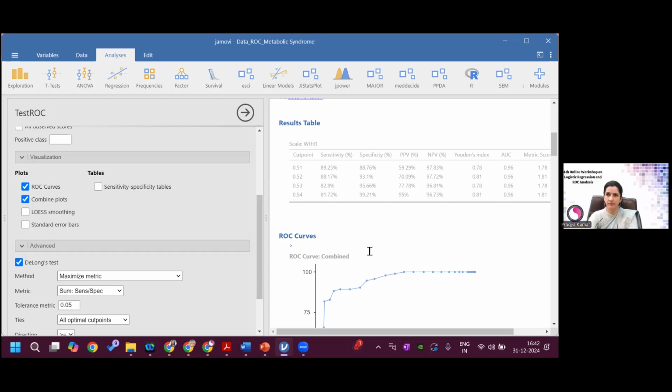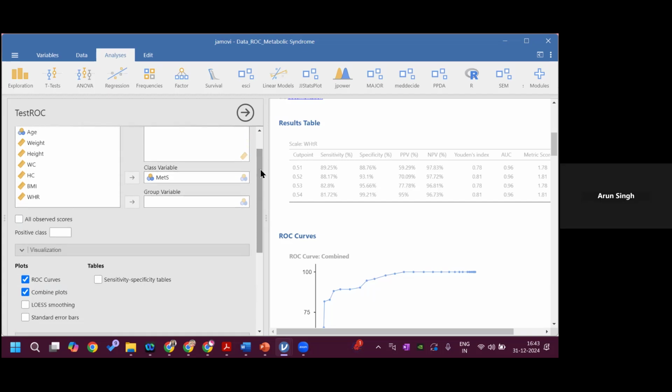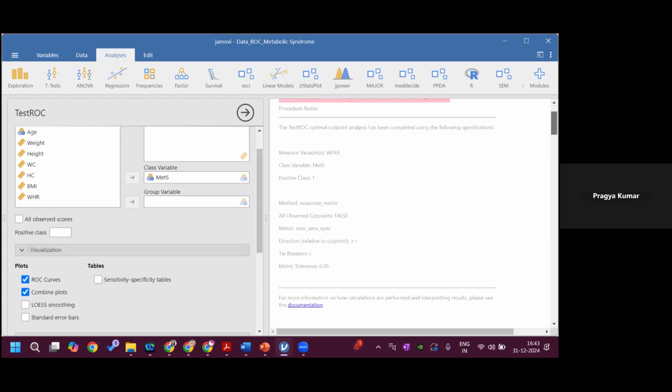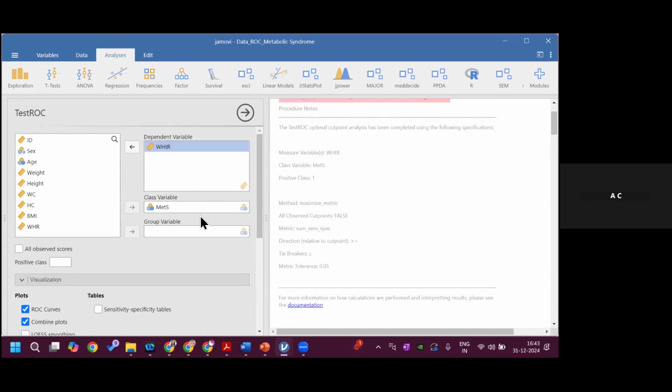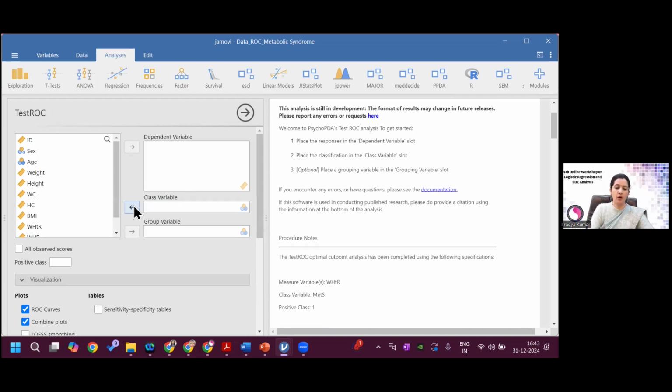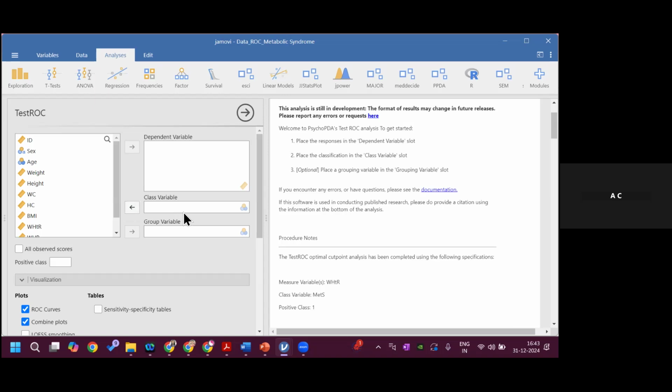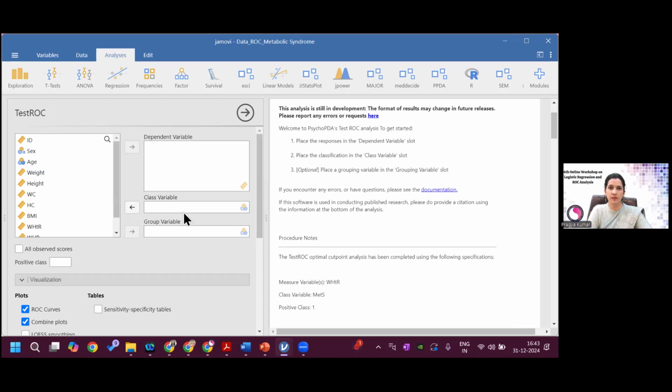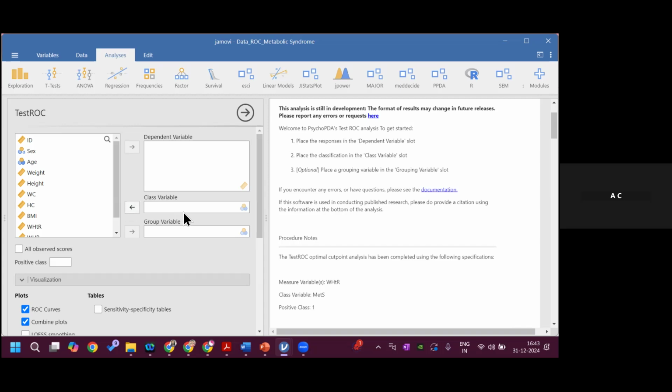Yes, ma'am. I will show you that comparison right now, how to do that. Usually, ma'am, when we compare, we are comparing different tests and the output remains constant. So I wanted to know, can it be possible when the outputs are different? Output means what do you mean? Like the class variable. Then you have to run separate ROCs. It will not be on the same, it will be different.